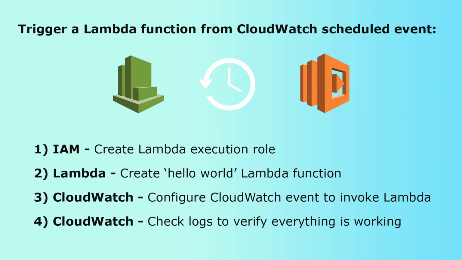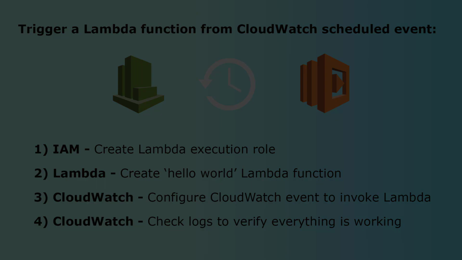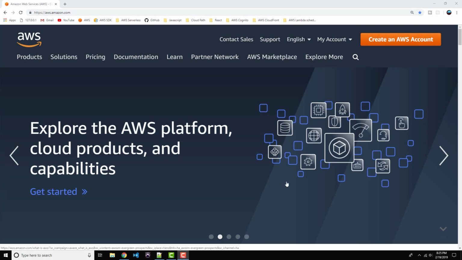Then we'll go into Lambda and set up a basic Hello World function and just verify that it works. Next we'll go over to CloudWatch, where we'll set up a rule to invoke our Lambda function every few minutes. Finally, after some time, we'll check our CloudWatch logs and verify that our Lambda function is being invoked at regular intervals by our CloudWatch event. And with that, let's get right into it.